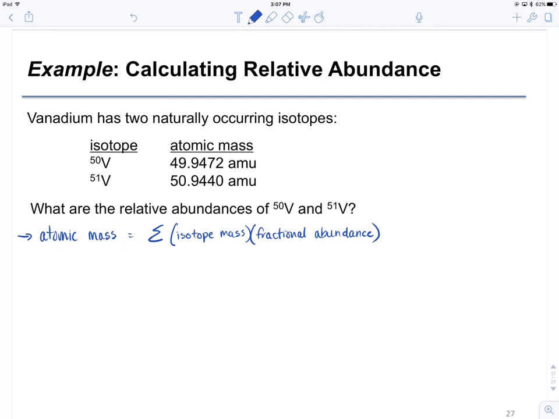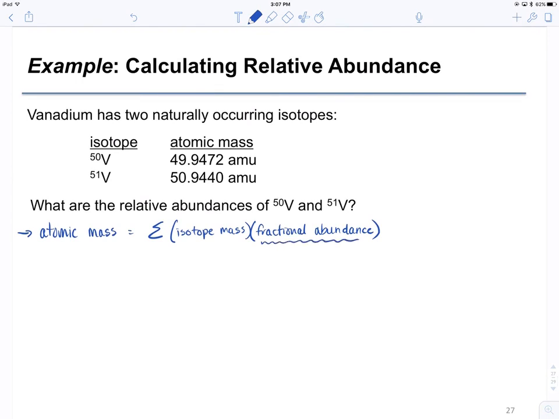And in this question, we're told that vanadium has two naturally occurring isotopes. We're given their masses, and we're asked what is the relative abundance. So we're going to be solving for this fractional abundance piece of the equation.